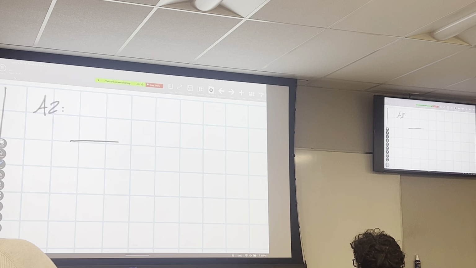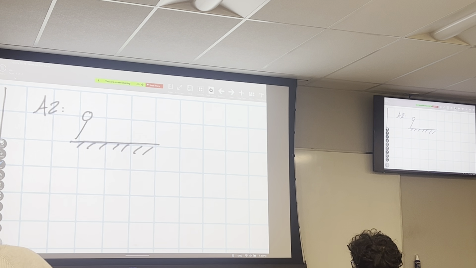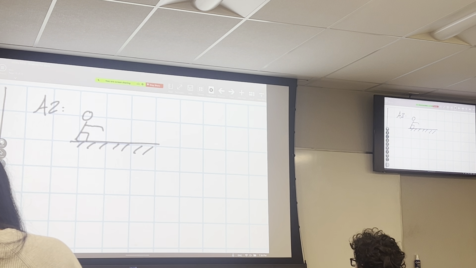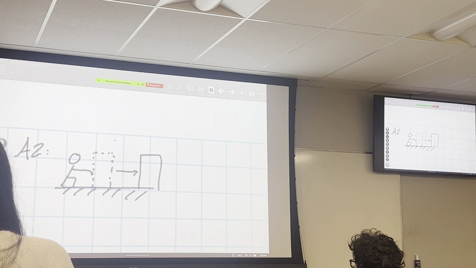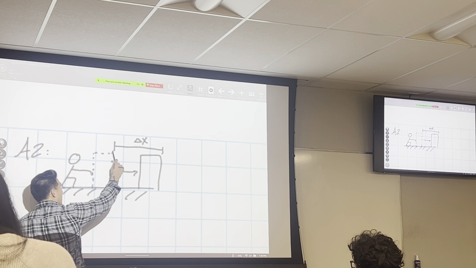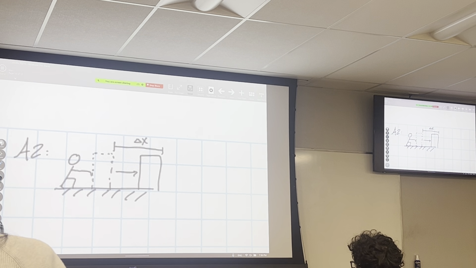Now, in the second question, we have to picture the scenario appropriately. So she threw it. The box used to be right here. But then it's going to travel some distance and then stop. So we want to know this delta x. This is the delta x that we are looking for. How far does it go before it comes to a halt?